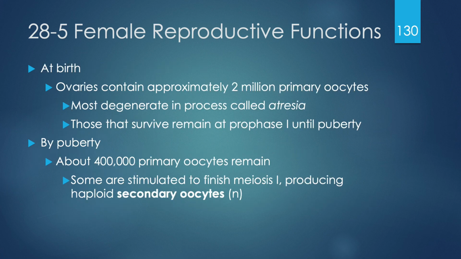At birth, the ovaries will contain about 2 million primary oocytes. Most of these will degenerate in a process that is called atresia. However, those that survive will remain in prophase 1 until puberty. Around puberty, though, we'll have about 400,000 primary oocytes remaining, which is still a tremendous number, and some of these will be stimulated to finish meiosis 1, which will then produce our haploid secondary oocyte.